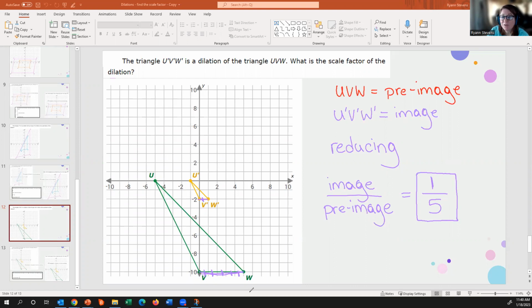And I can confirm that I was on the right track, that this has got to be the scale factor because I know that I am reducing the pre-image to get to the image. And so that is where I do get a fraction for my scale factor. This is very important. I would make sure that you have this ratio written down so that you can use this as you're setting up your own questions.